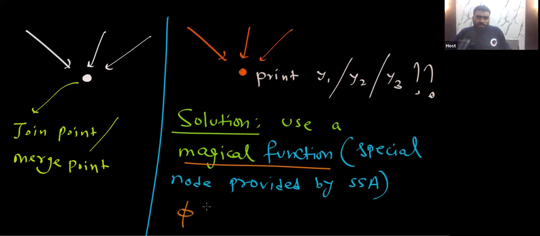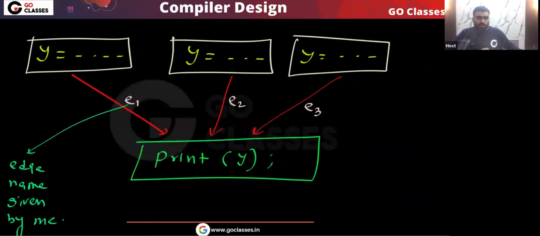You use this phi function: phi(y1, y2, y3). That's it. This function will give you the correct value, because it is a magical function. If you come from this side, it will give you y1. If you come from this side, it will give you y2. If you come from this side, it will return y3. Just put this into some other variable y4, and then you print y4. So very simple point.